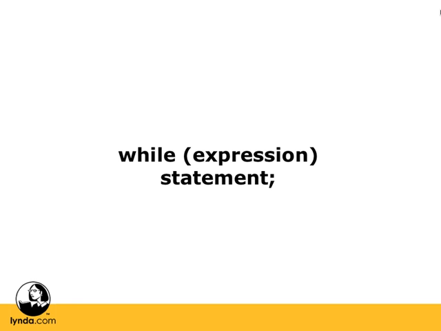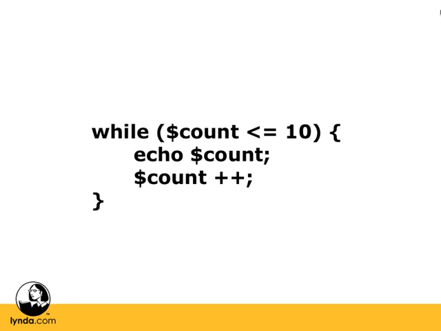Let's take a look at a practical example. So here's a sample bit of code. In this code, while our variable count is less than or equal to 10, as long as that evaluates to true, then execute the block of code within the curly braces, which is going to be to echo count to the browser and then to increment count. And we learned about incrementing earlier.